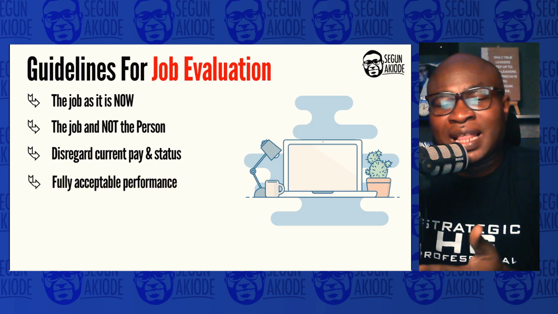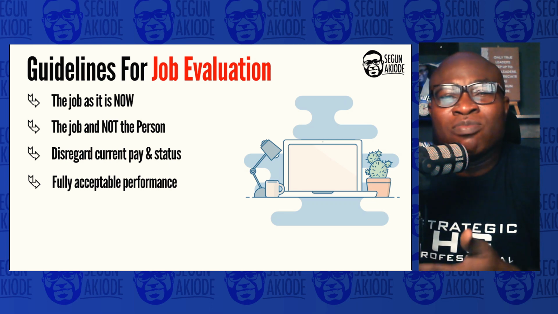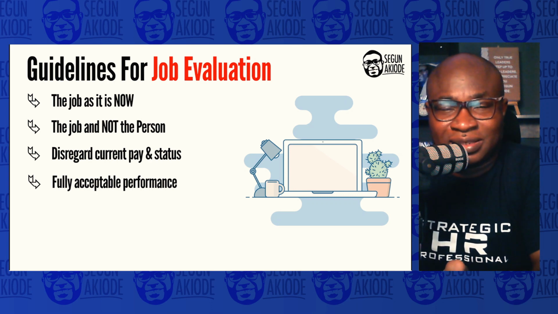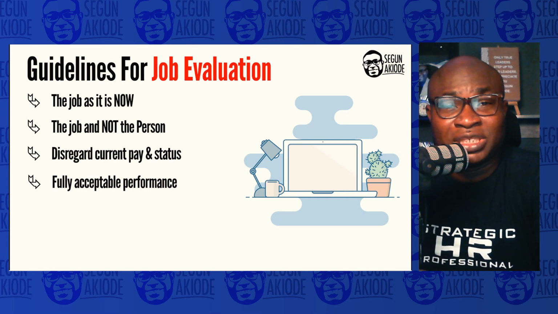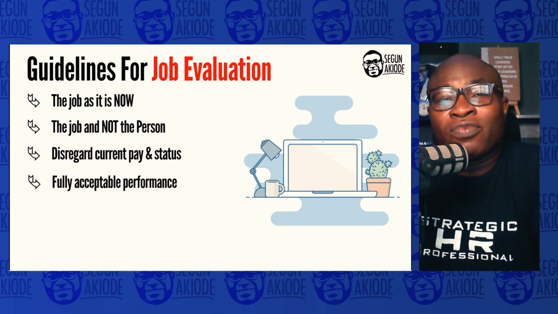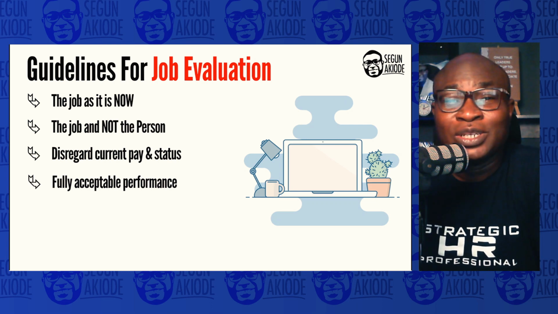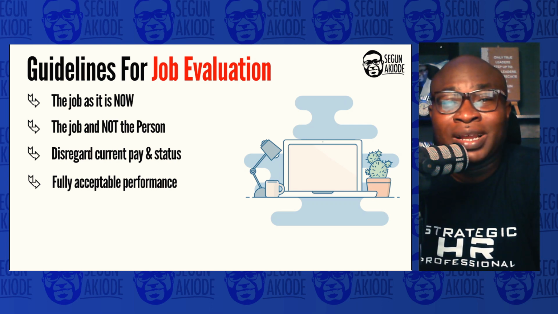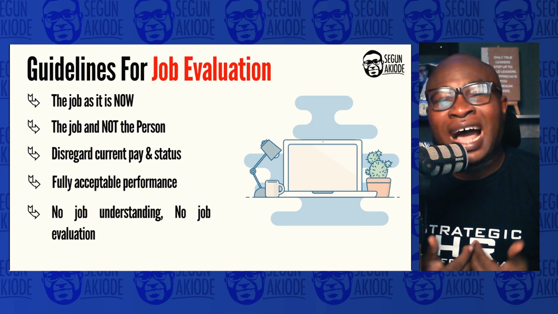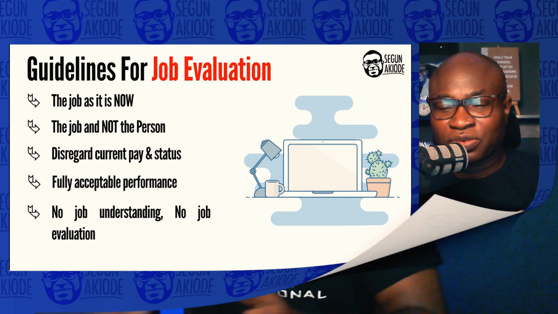Then we need to consider fully acceptable performance in the role. What is the minimum requirement for that role? What is the measure of performance? Because when we're able to set those criteria, we will now be able to do it based on factors, which we often call compensable factors, to compare each of the jobs to arrive at what we call the relative worth. Then it's also critical that if you do not have job information, there is no way you can do a job evaluation. It's not possible.